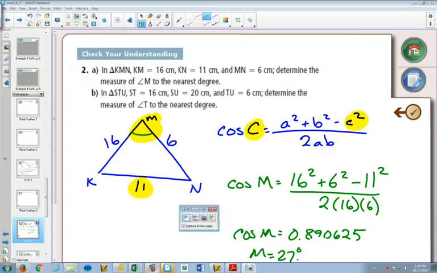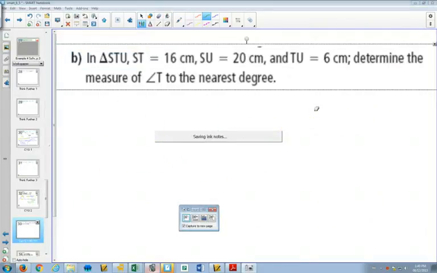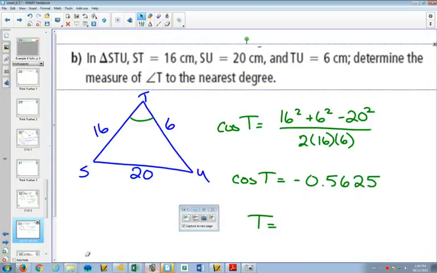So if we look at part B, do you want to try B on your own? Why don't I give you a head start? Try B on your own. So, did everybody draw out the triangle? Did you get negative 0.5625? Now, according to what we've done up till now, if you get cos is negative, what quadrants could it be in? It could be in quadrants 2 and 3.